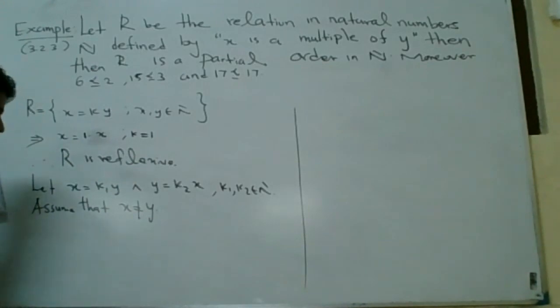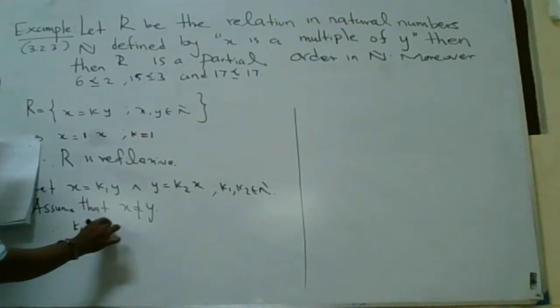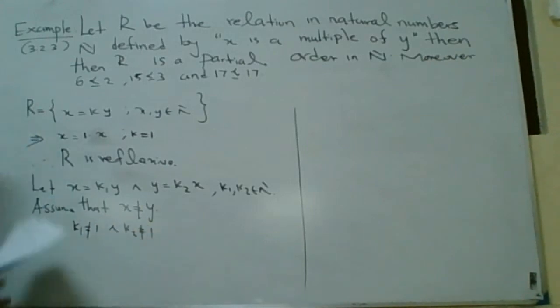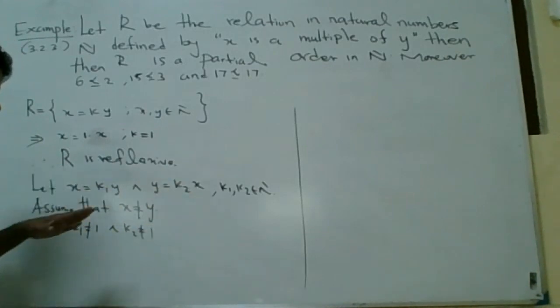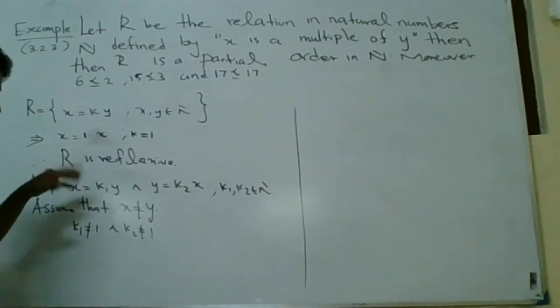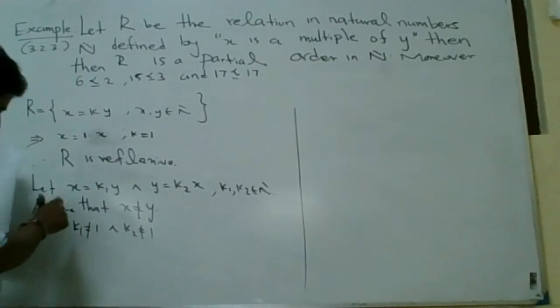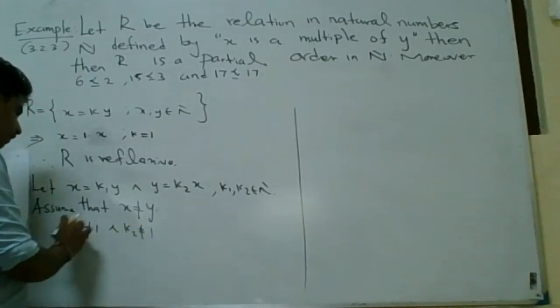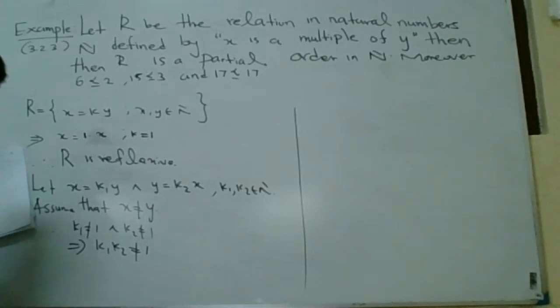It is also another method. Let me check this one. Suppose x is not equal to y. What about the k1 value? k1 is not equal to 1 and k2 is not equal to 1. Is it true? Because x equal to y would mean k1 should be 1, and y equal to x would mean k2 should be 1. But x not equal to y means k1 is not equal to 1. Similarly, k2 is also not equal to 1. Since k1 and k2 are natural numbers, k1 times k2 is also not equal to 1.